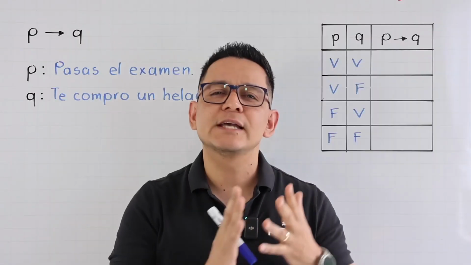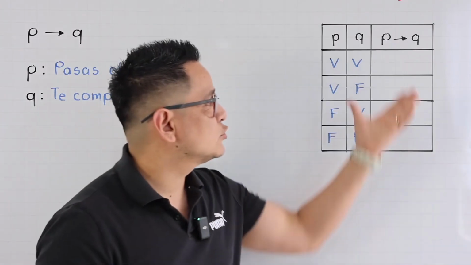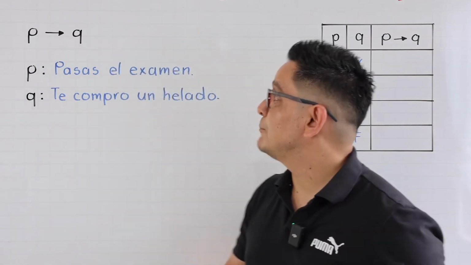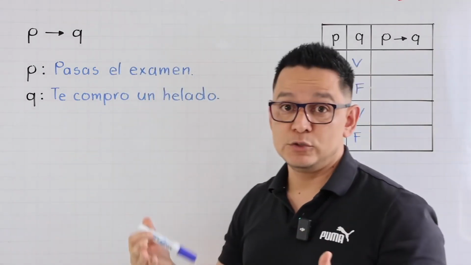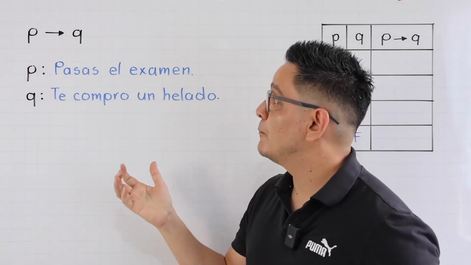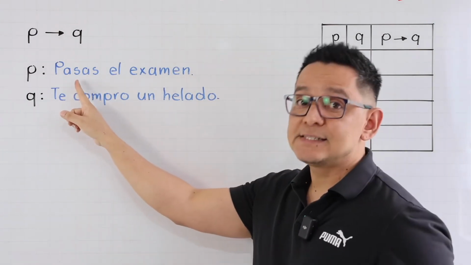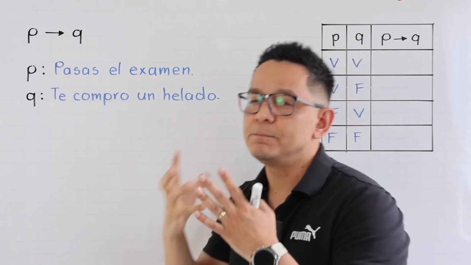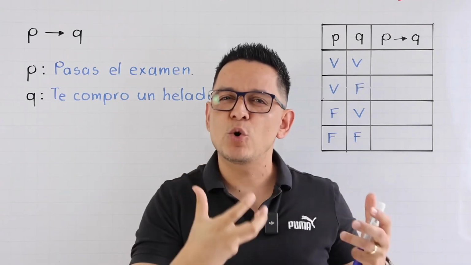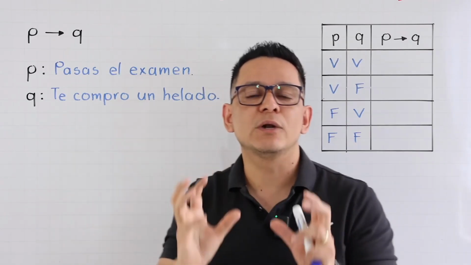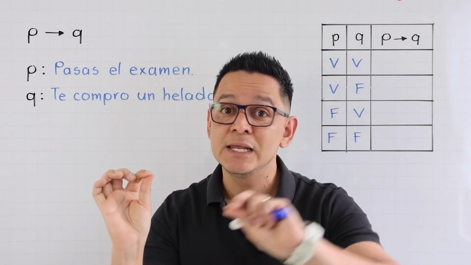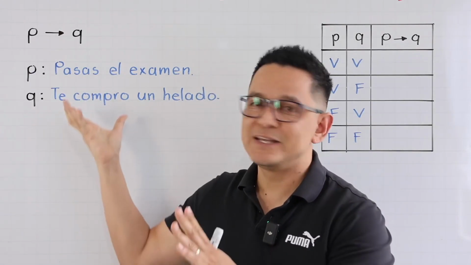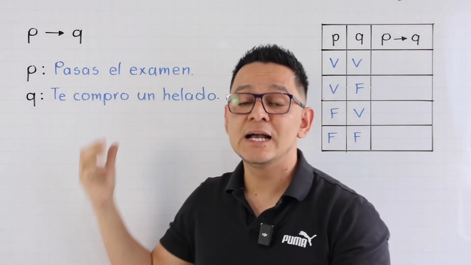Now that we understand what the conditional is, let's fill out its truth table. I've already put all the combinations here, and I've placed two simple propositions here. So, let's go ahead and form the compound proposition. It would be, if you pass the exam, that is, if P, then I'll buy you an ice cream. Pay close attention to how the condition is set. If you pass the exam, then I'll buy you an ice cream. Be careful with that, because we're obviously going to be using this compound proposition to fill out our truth table.